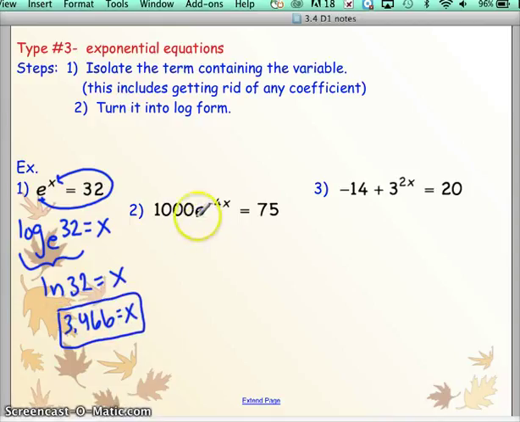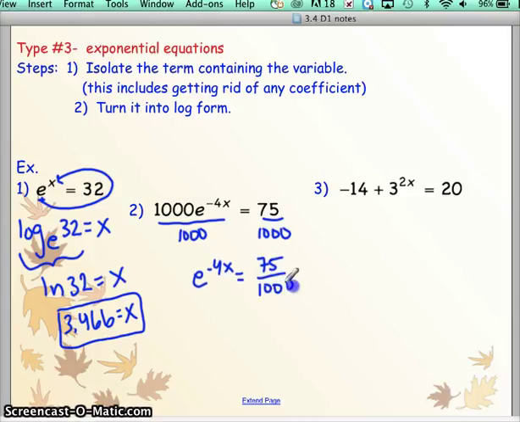For number 2, I need to isolate the exponent. So that means I need to get rid of this 1,000. I'm going to divide by 1,000 right away. So now I have e to the -4x equals 75 over 1,000, which I could reduce. I don't need to at the moment.